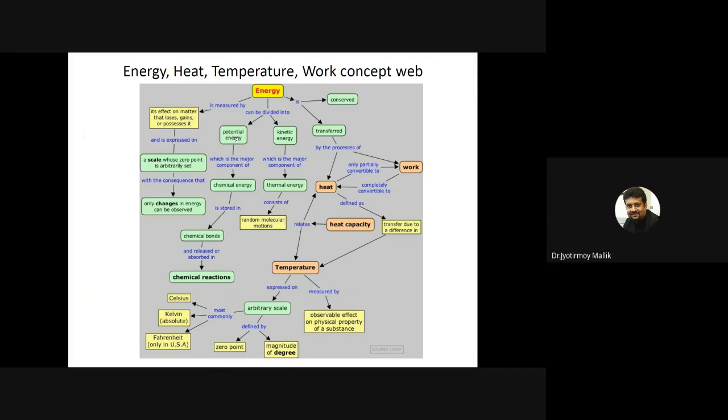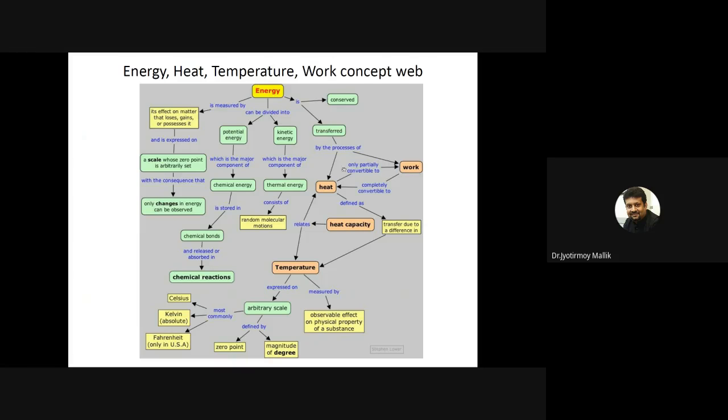Now, there is another part of energy that we call kinetic energy, which is the major component of thermal energy and consists of random molecular motions. So the molecular motions essentially provide the kinetic energy, which is expressed as thermal energy. Now, energy is conserved. We all know about it, but of course, energy is transferred. How is it transferred? By the process of either heat transfer or work.